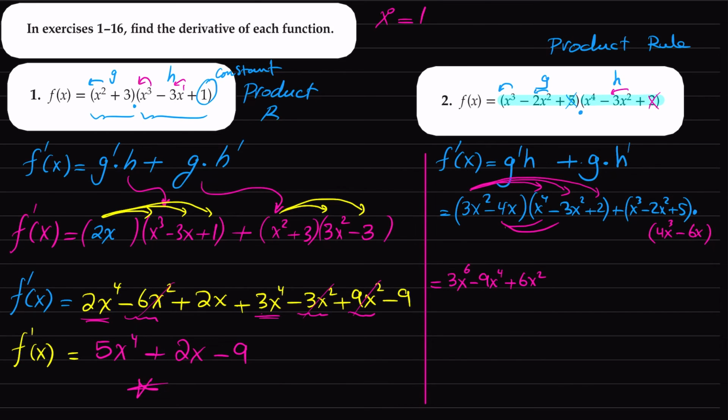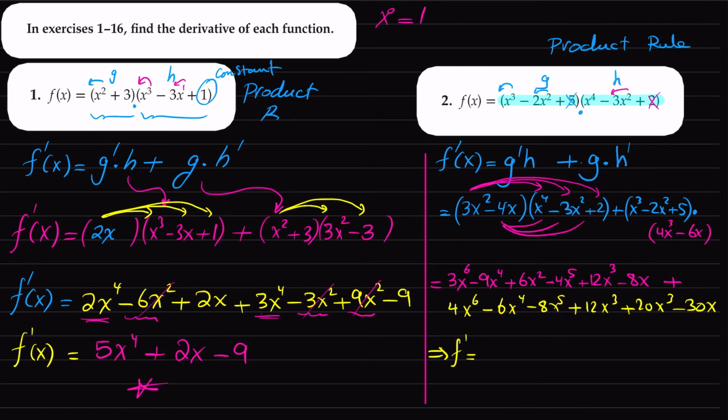Then we will expand, multiply negative 4x by the terms: negative 4x to the power 5 plus 12x cubed minus 8x. Now we will do the expanding between those two, so plus 4x to the power 6 minus 6x to the power 4 minus 8x to the power 5 plus 12x cubed plus 20x cubed minus 30x.